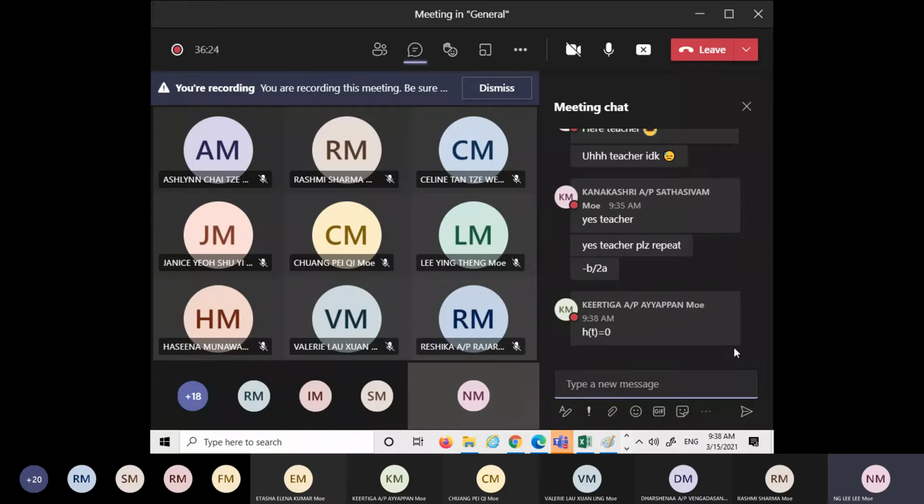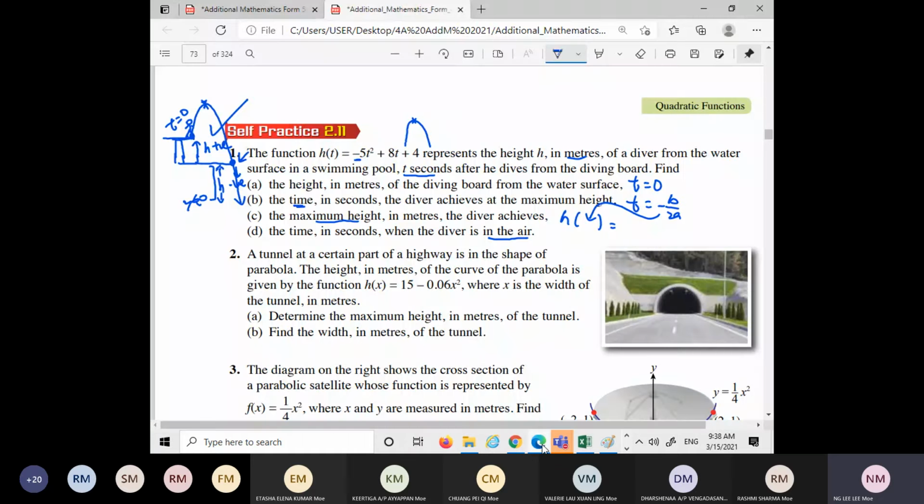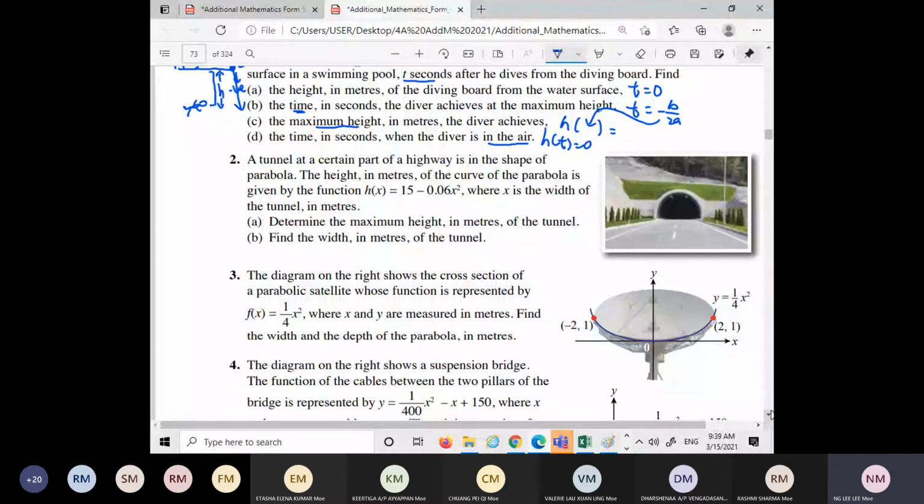Okay, she says let h equal 0. Let h equal 0, so it means the height is equal to 0 at this point. Then find the t. Okay, correct? So we continue to the second question. If I go through with you like this already, I think you will have no problem when you solve the questions.